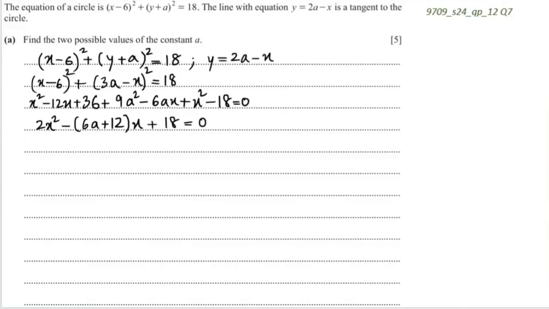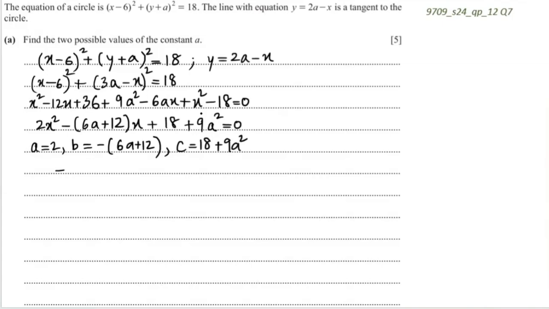Let's apply the discriminant now. It's standard now. Oh, my bad, there is a plus 9a squared as well. This is going to be part of the constant term, because there is no x. Okay, I would have messed up. So let's pinpoint the a, b, c: a is 2, b is negative 6a plus 12, and c is going to be 18 plus 9a squared.